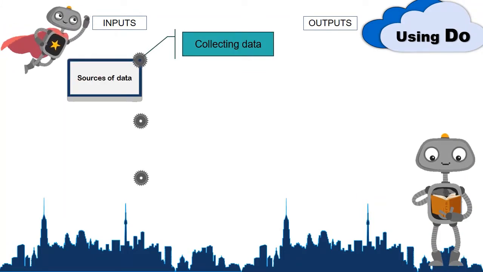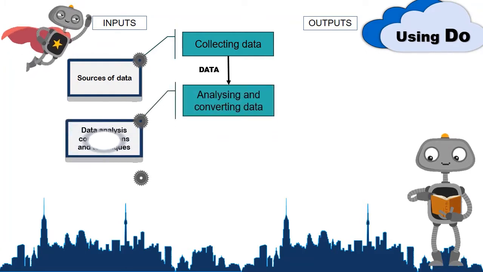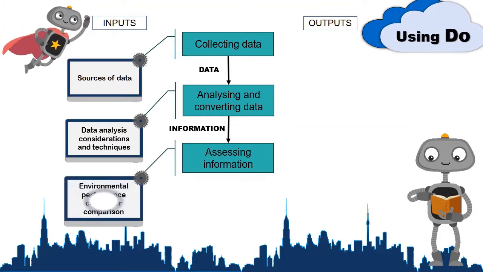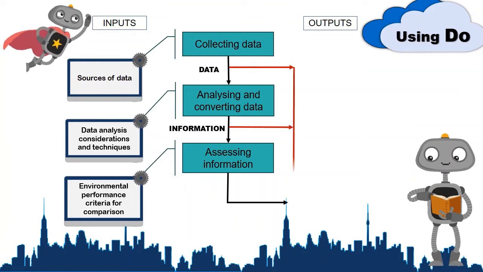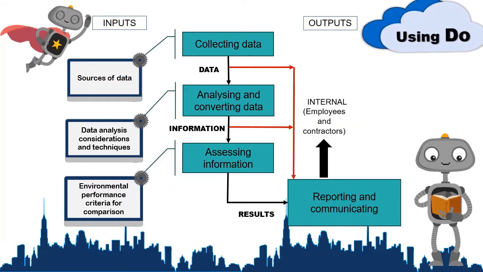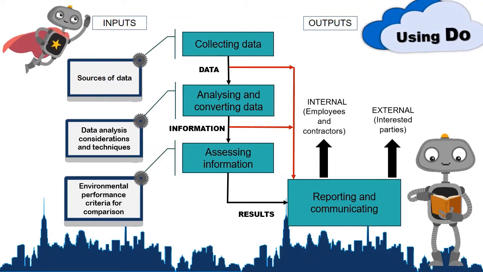Using data and information has inputs and outputs. Collecting data: the input is sources of data. Next, analyzing and converting data. Data analysis considerations and techniques. Next, assessing information: the environmental performance criteria for comparison. And for the results, reporting and communicating. There is an internal factor, which is employees and contractors, while the external factor is interested parties.